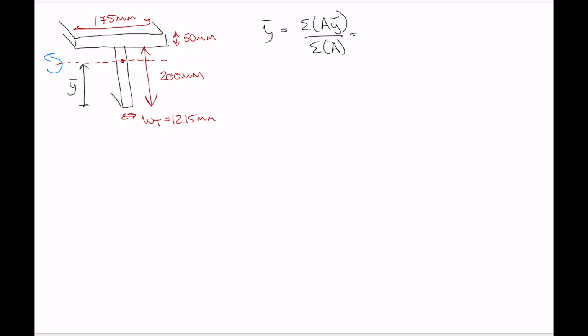So dealing with the top piece of the T first, we've got an area of, and I'll just do this all in millimeters, 175 millimeters multiplied by 50, and then y bar, so we want y bar just for that top piece up here, and its centroid is up there. So that's going to be 225. So we've got 225 there. And then we add on the same quantity for the upright piece of the T.